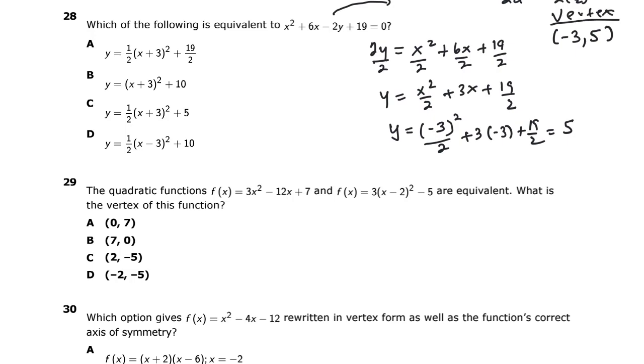I know that the x value is negative 3, so I went ahead and put it into the equation, and I got 5. Remember, the formula is y equals a times x minus h squared plus k. So you have y equals, in this case, a is 1/2. X minus h, in this case, it's going to be plus 3. K is plus 5. So your answer is C.